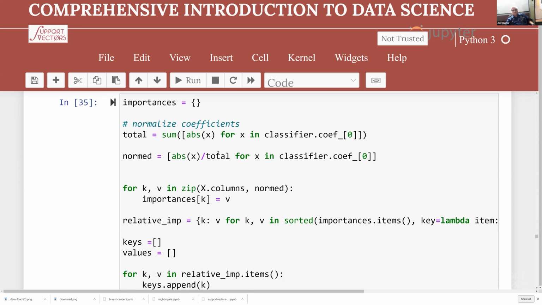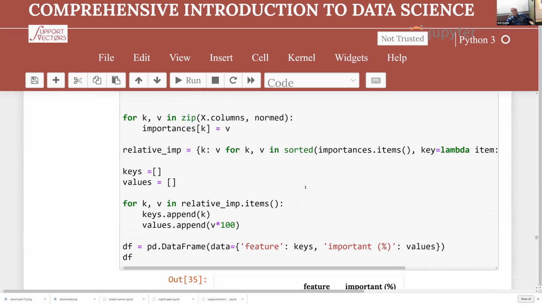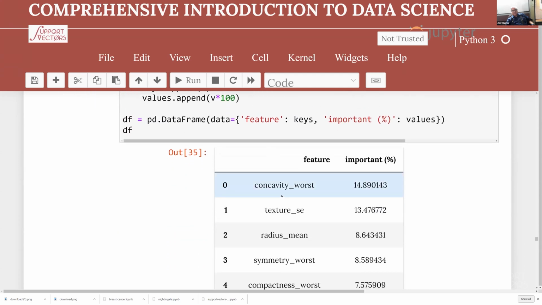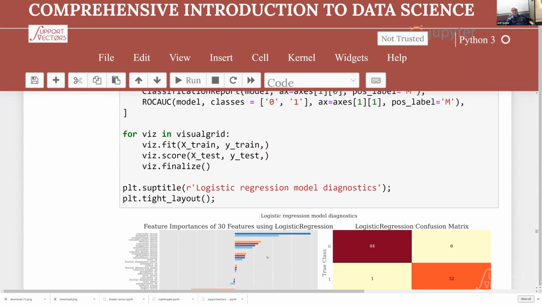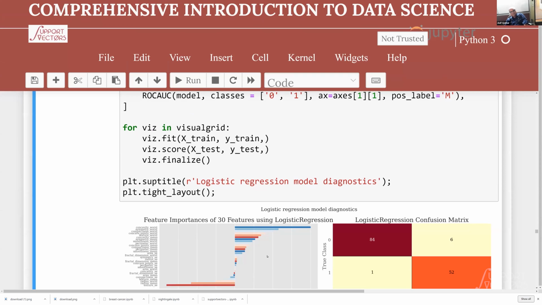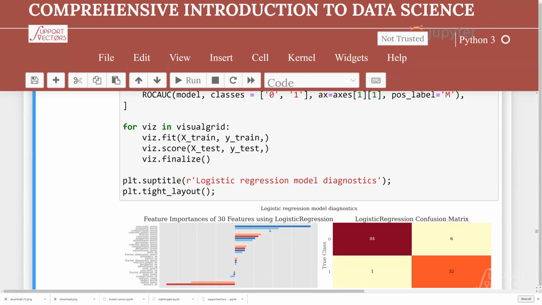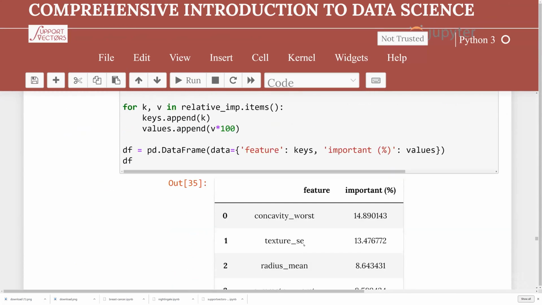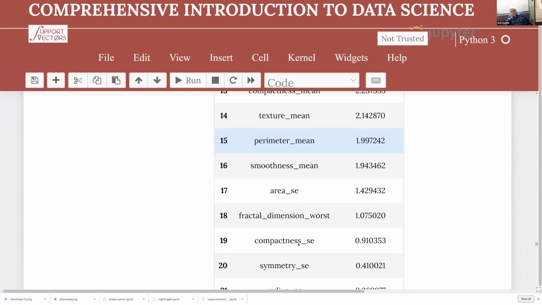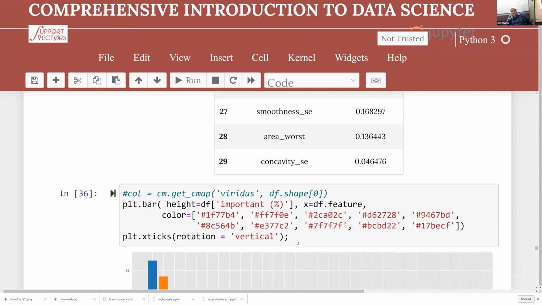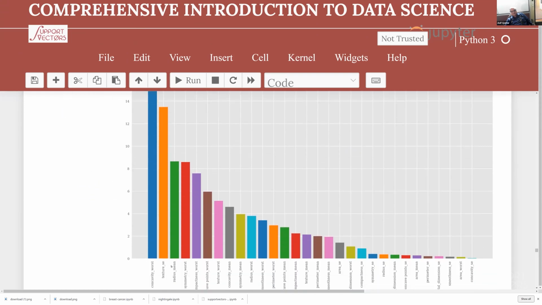All I do is I look at the coefficients and I scale them down and print it out. It turns out that concavity worst and texture SE are 2 very important ones. Radius mean is number 3 and so forth. Does this agree with this? Concavity worst is what we saw. Do you remember, guys? Yes. So they seem to be in agreement. I won't go down the rest of the list, but it is enough to see that these are in agreement. Then I just plotted it out as a bar chart to make it obvious.